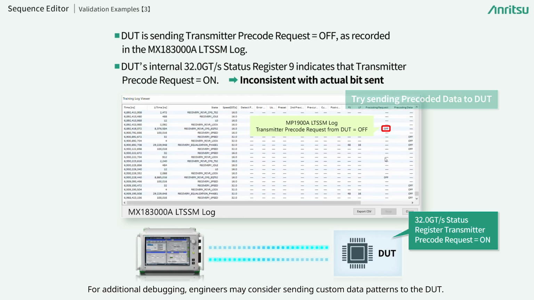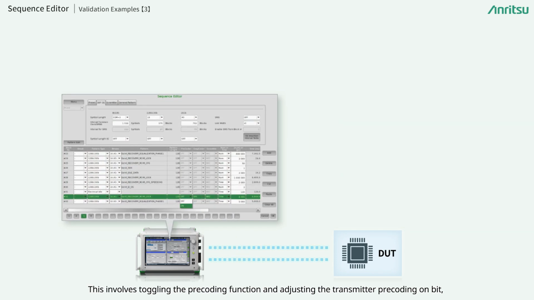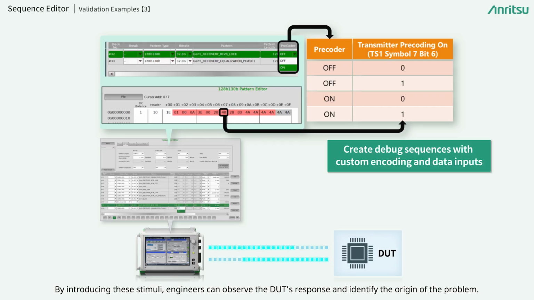For additional debugging, engineers may consider sending custom data patterns to the DUT. This involves toggling the precoding function and adjusting the transmitter precoding on bit, specifically symbol 7, bit 6, within TS1 ordered sets. By introducing these stimuli, engineers can observe the DUT's response and identify the origin of the problem.